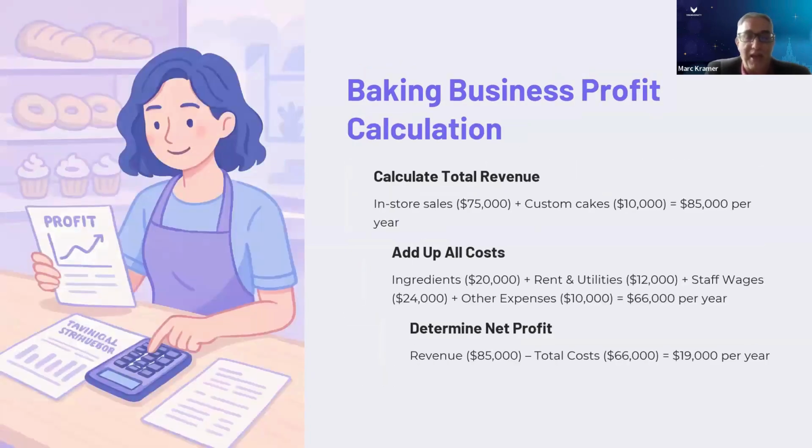At the end of it, your in-store sales are 75,000, your custom cake is 10,000. You have a total of 85,000. And when you take a look at all of your other costs, such as ingredients, rent, staff wages, and other expenses, it's 66,000. So at the end of the year, you're making $19,000, essentially about 25% net profit. That's a good amount of money to be making, especially on a small revenue bakery business.